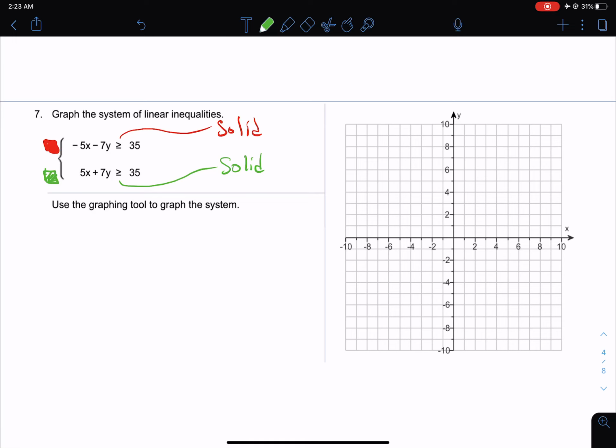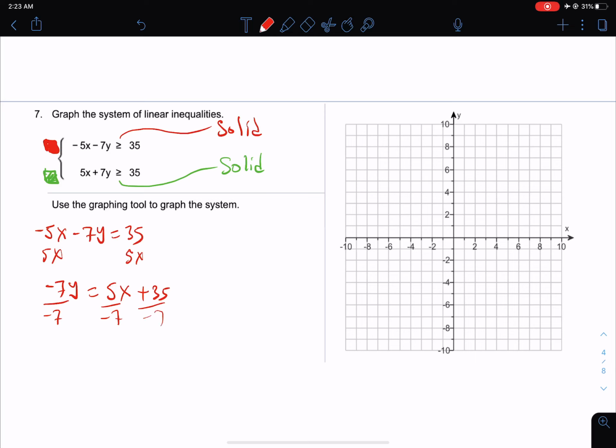Okay, let's go ahead and take care of business here. Here's the red. I'm going to temporarily write negative 5x minus 7y equals 35. This one actually wouldn't be too bad to use x and y intercepts because 5 goes into 35 and 7 goes into 35. But let's just continue with our same old approach, using slope intercept form. So now we've got negative 7y equals 5x plus 35. Divide by negative 7. Be careful, all these negatives flying around here.